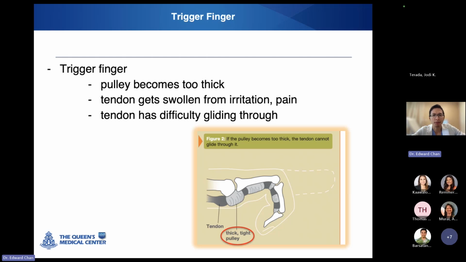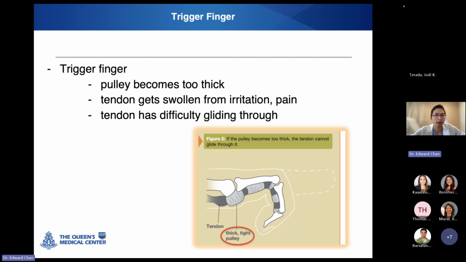And so ultimately, what happens for a lot of people is when they bend the finger down, like in that picture, on the way up, trying to straighten the finger out, that swollen nodule is having a hard time gliding through that thick, tight pulley again. And usually it finally does, it just kind of snaps and does what we call triggering, and it causes pain and that triggering sensation.